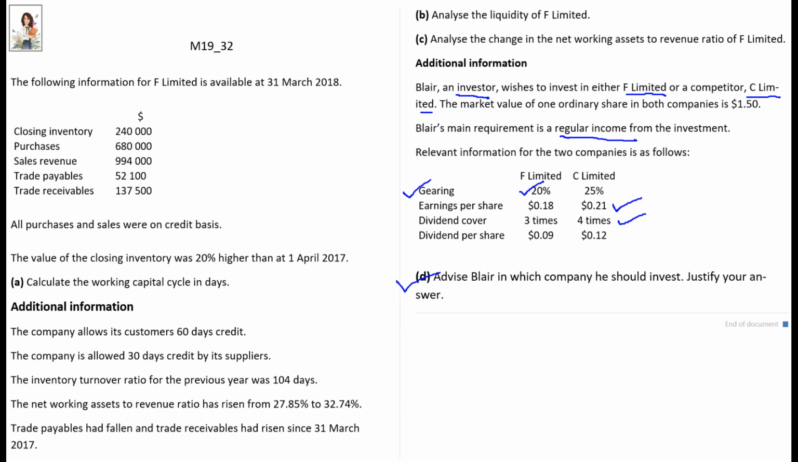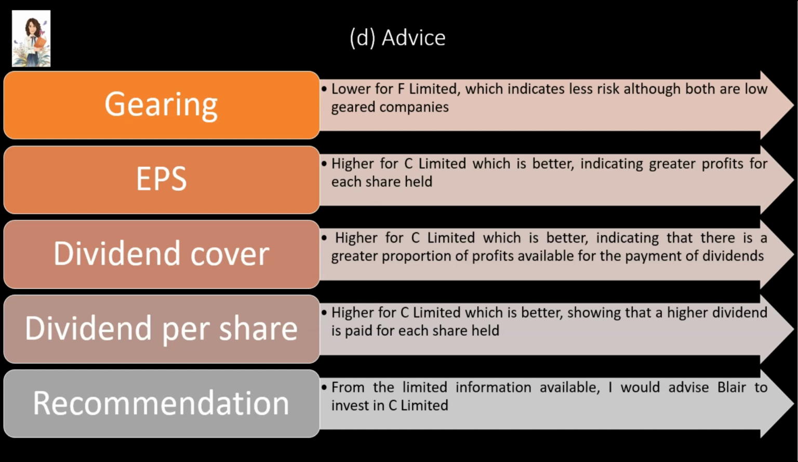Dividend per share also is higher for C Limited, which is better, which shows that a higher dividend is paid for each share held. Judging by this and Blair's main requirement that he needs a regular income on the investment, we can advise Blair to invest in C Limited. You might want to pause the video for a minute and go through the analysis and recommendation for part D.